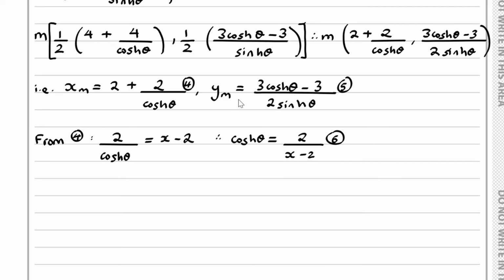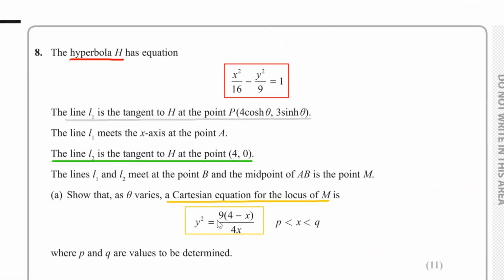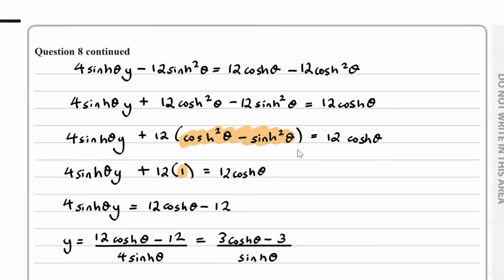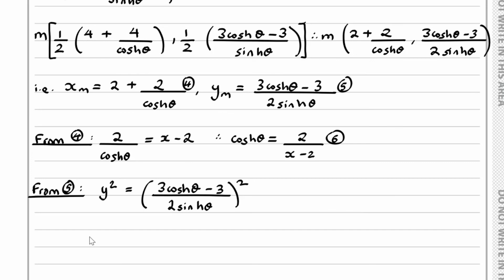And if we take a look at equation 5, hopefully, if you go back to the question, you'll see that we have a y squared. So let's square what we have over here. If we square equation 5, we have y squared, so let's just quickly underline this. We have y squared equals (3 cos theta minus 3) over (2 sine theta) all squared.